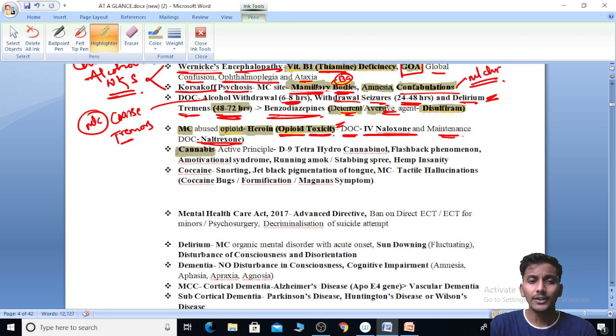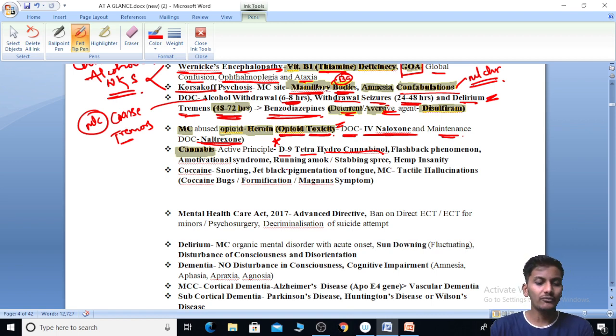Okay, very important. I have already asked you about the active principle of cannabis. So please remember, what is the active principle of cannabis? The active principle of cannabis is D9 tetrahydrocannabinol, or D9 THC. Please remember, it was a question from FMT also. The active principle of cannabis is D9 tetrahydrocannabinol. Important one.